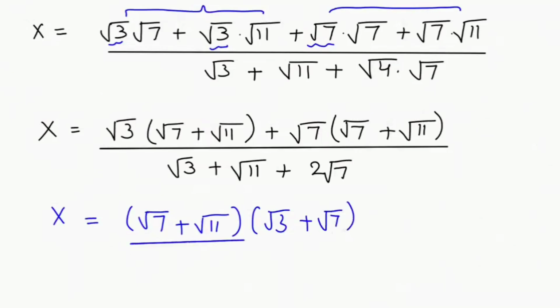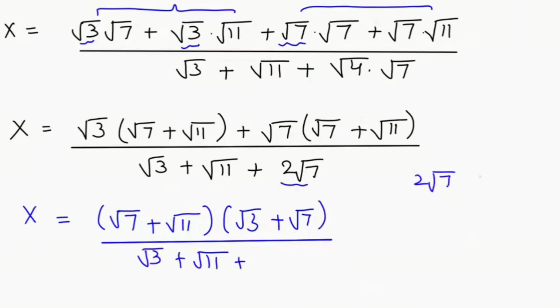Over root of 3 plus root of 11. Now in replacement of this 2 root of 7, I am going to write easily root of 7 plus root of 7. Here we have 1, so if I add up, I get the same value. So in replacement of this, I am going to write here root of 7 plus root of 7.